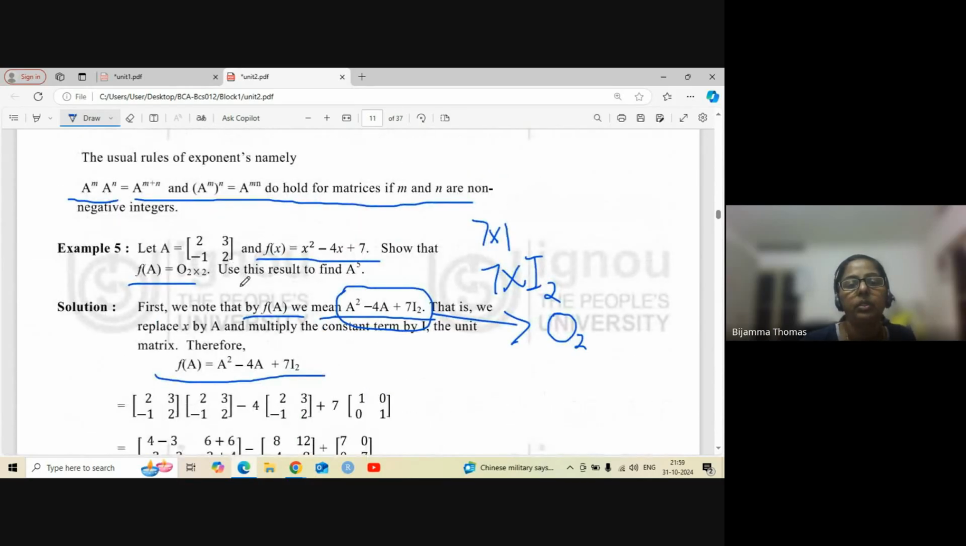Now we have one more question. Use this result to find A power 5.